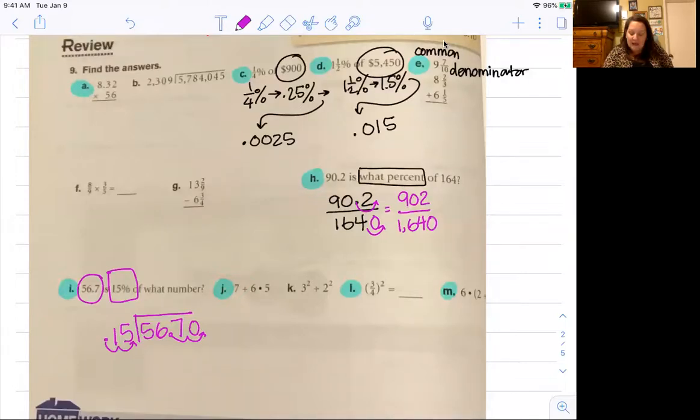Okay, letter J, PEMDAS. Letter K, multiplying. Letter L, remember it's 3/4 times 3/4. You guys can work that out. And then letter M, this says 2 plus 3 squared. So it's also PEMDAS. Do the parentheses before you square.